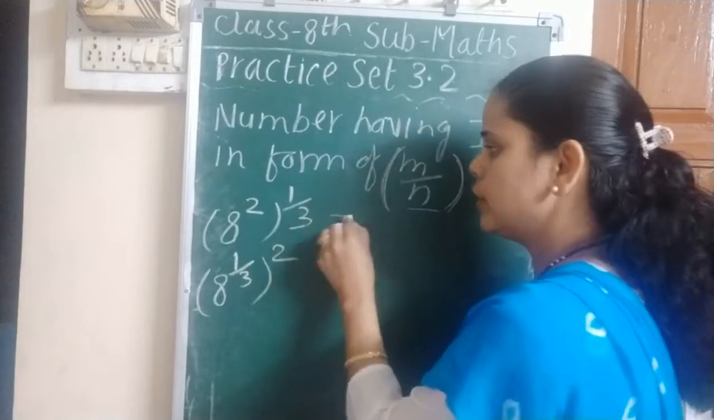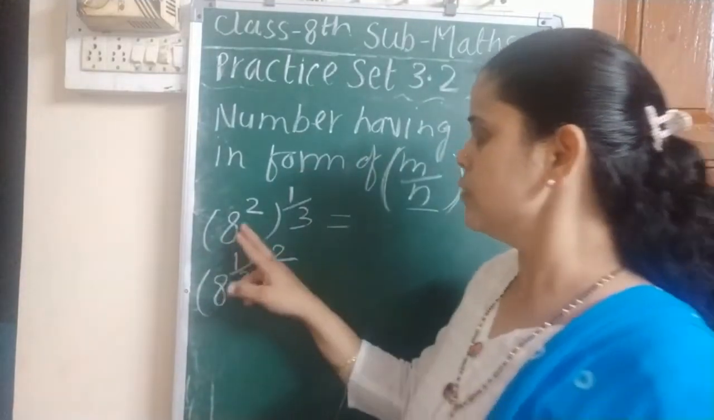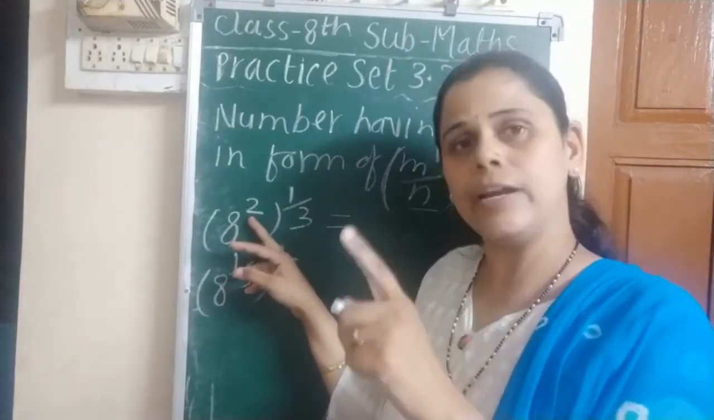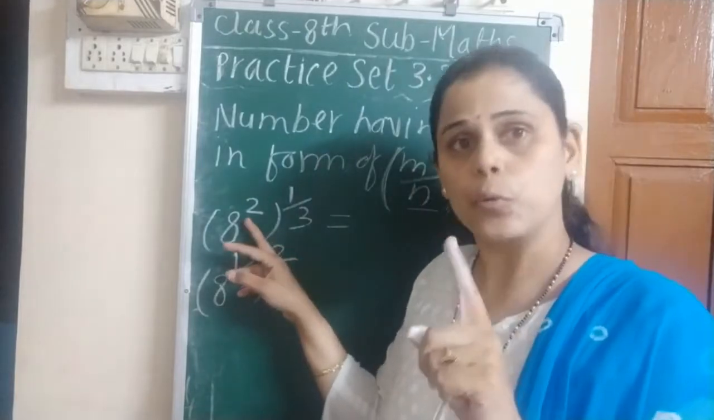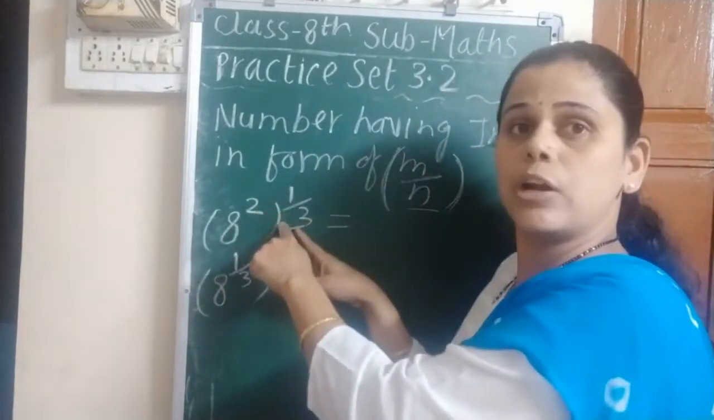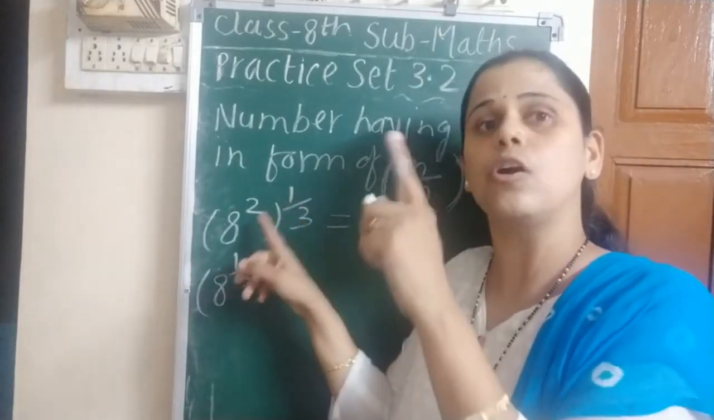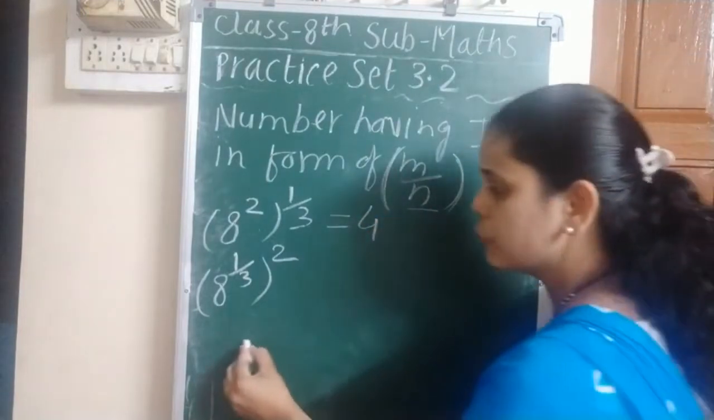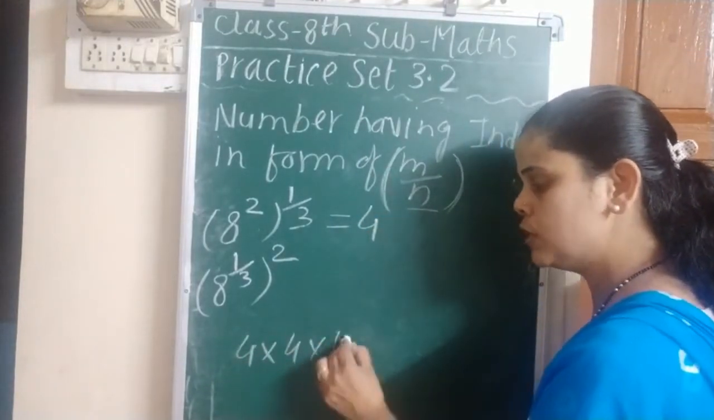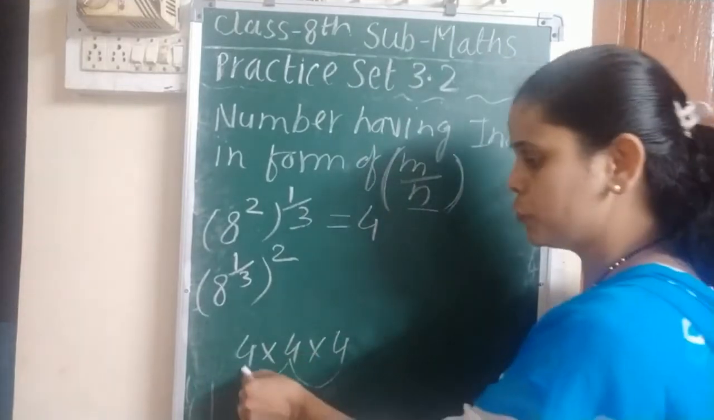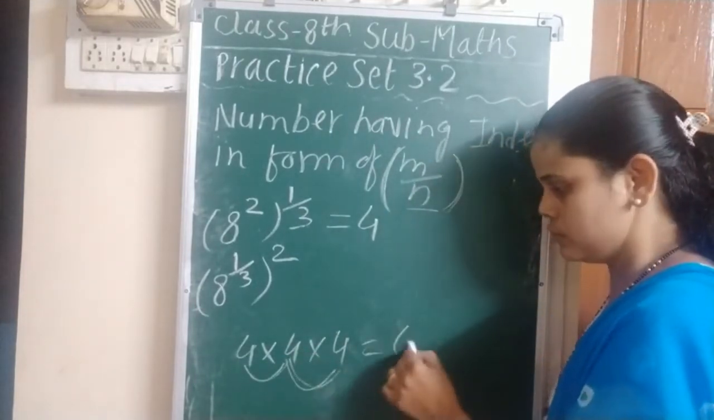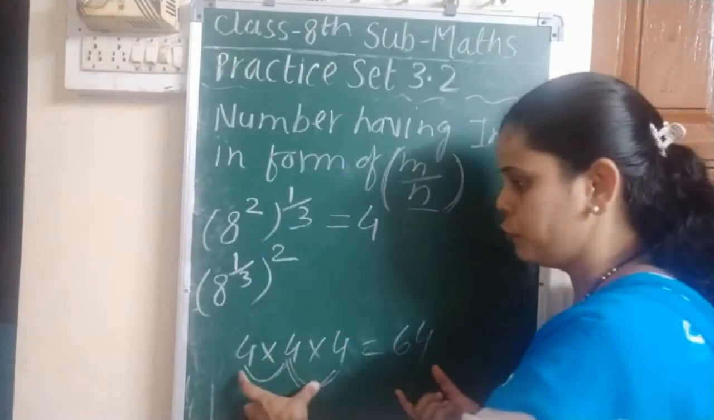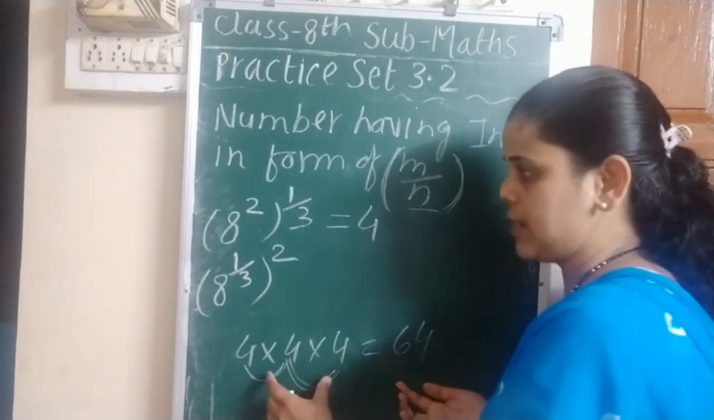So just solve the value of this. What is the value of 8 square? 8 square means 8 into 8, and 8 into 8 means 8 8s are 64. And 64 raised to the power 1 upon 3 means cube root of 64. And cube root of 64 means 4, because we write 4 into 4 into 4, just multiply 4 three times. So 4 4s are 16, 4 16s are 64. See, the cube root of 64, the answer is 4.